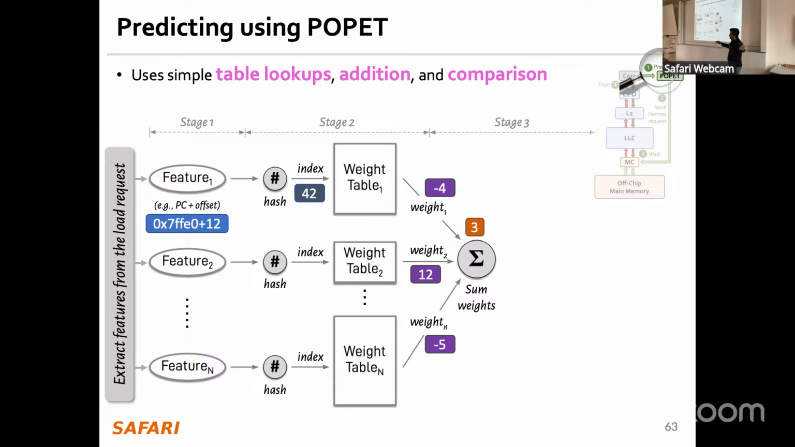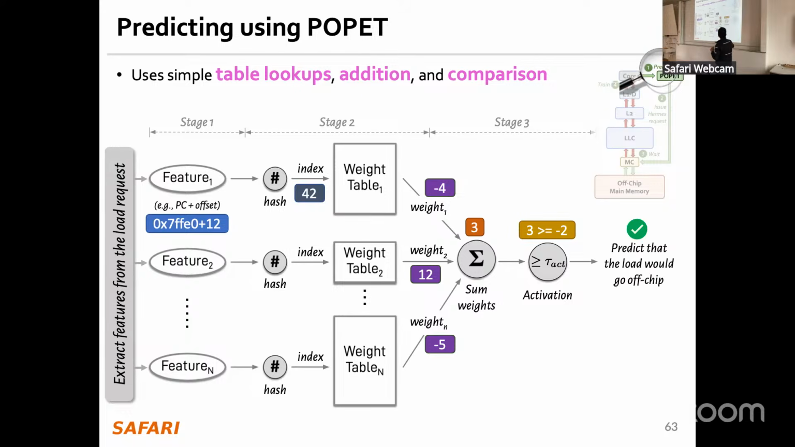If it is positively correlated, it means that whenever that feature comes in, you know that the load would go off chip. If it is negatively correlated, let's say -16, it means that whenever that feature value comes up, it's definitely not going to go off chip. Something like that. So we simply sum all the weights and pass the sum through an activation function. The activation is as simple as checking whether the sum is greater than some specific threshold. If that's the case, you predict that this would go off chip. So this is what the entire pipeline looks like.